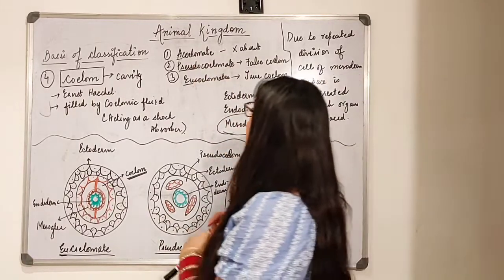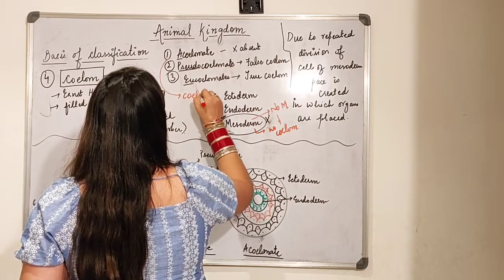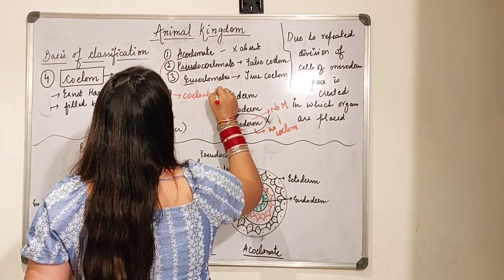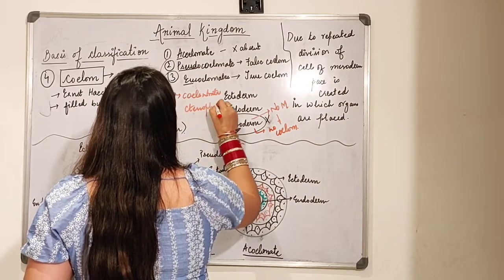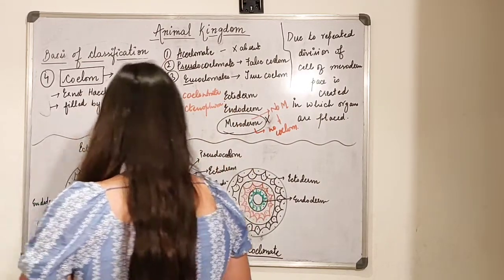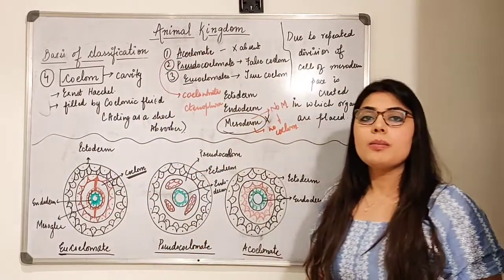So the examples of acoelomates will be coelenterata and ctenophora. Coelenterata and ctenophora will be the examples of acoelomates.